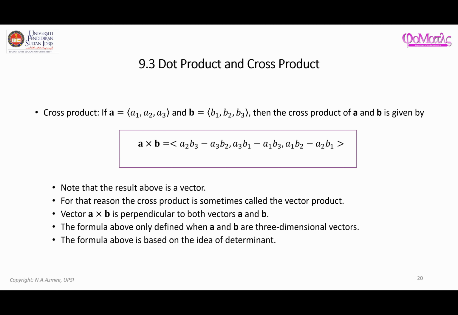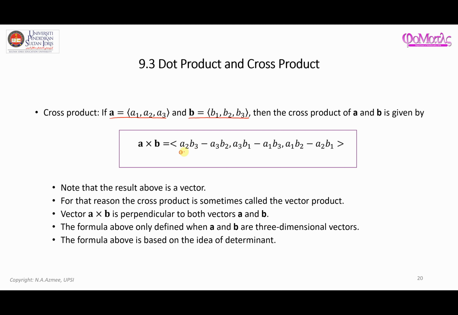In this video, I'm going to talk about the idea of cross product. Here we have vector A with three components, A1, A2, and A3, and vector B with components B1, B2, and B3. The cross product of A and B is given by this formula, so you can find the answer by applying it.